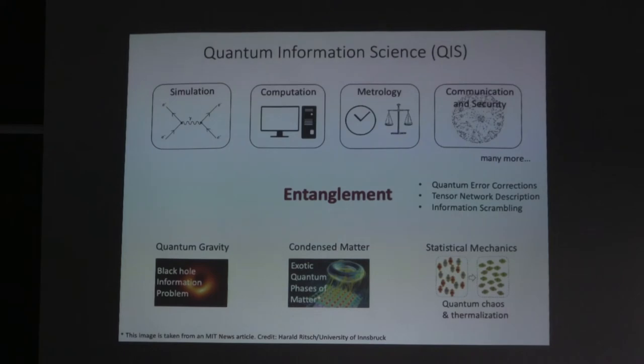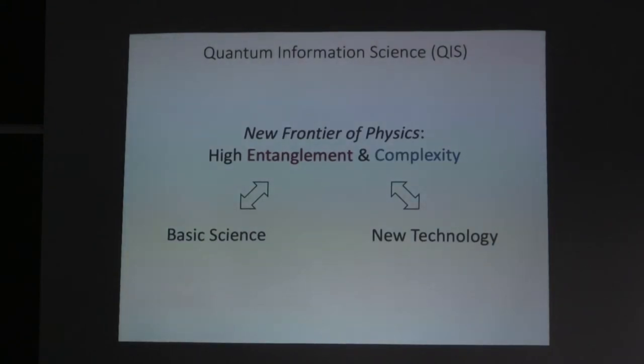It proposed the black hole information paradox. Also in condensed matter, certain correlated phases of matter can be classified by their entanglement structure. Also in basic statistical mechanics, quantum entanglement plays an essential role in explaining the generation of entropy. So with this in mind, I think this field, quantum information science, is emerging as a new frontier of physics that's characterized by high entanglement and complexity, and it's facing both basic science and new technology, providing the common language called quantum information science.